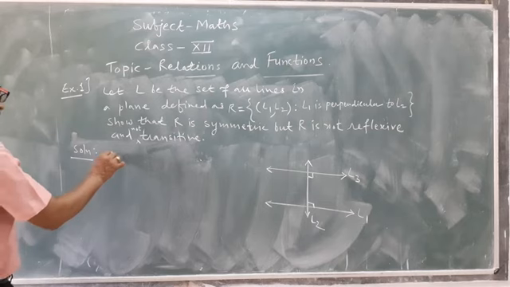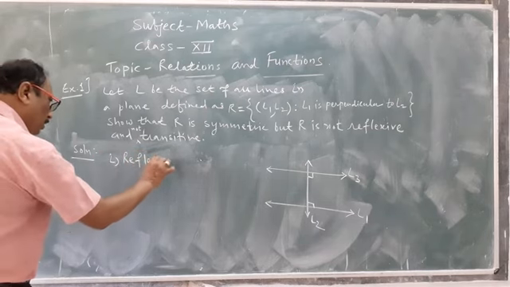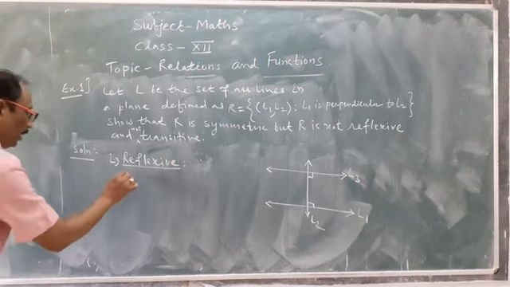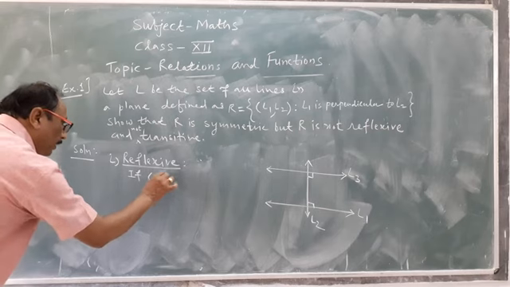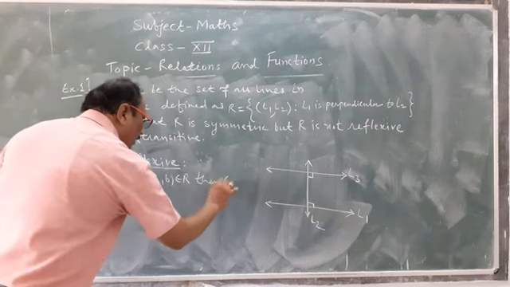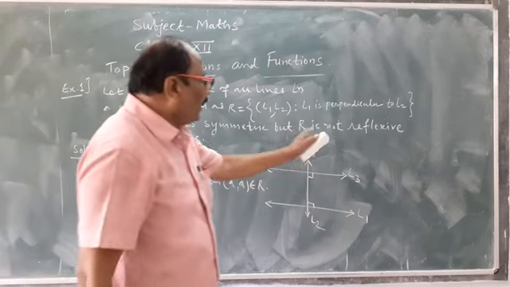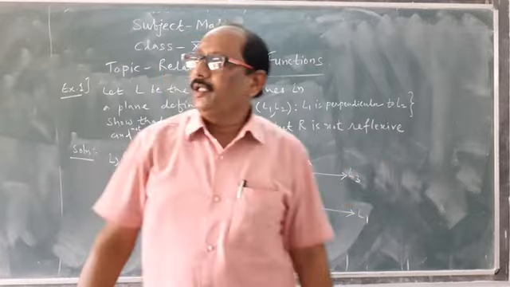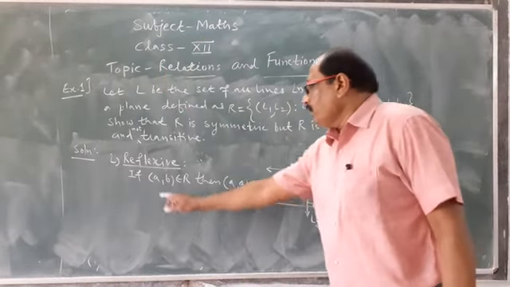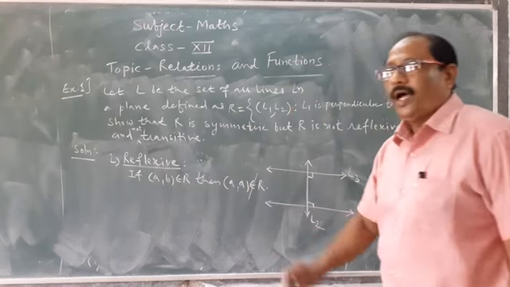First, we take reflexive. What is reflexive? Reflexive means if (A, B) belongs to R, then (A, A) should belong to R. Here we have to show that R is not reflexive. R is not reflexive means the condition will be: if (A, B) belongs to R, then (A, A) does not belong to R. Not reflexive.